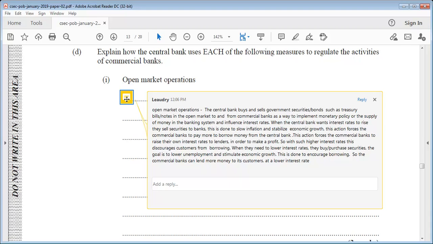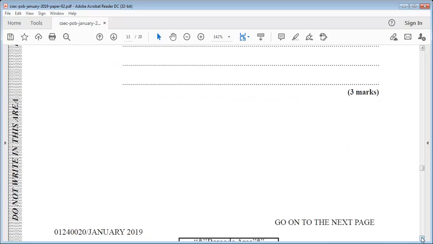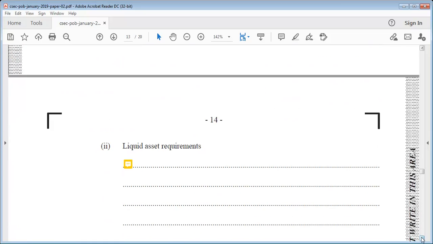Now, when they need to lower the interest rate, what they do, they buy or purchase securities with the goal of lowering unemployment and stimulating economic growth. Now, this is done to encourage borrowing. So the commercial banks, what they do, they're in a better position now to lend more to the customers at a lower interest rate. So that's open market operations, and you will get 3 marks.